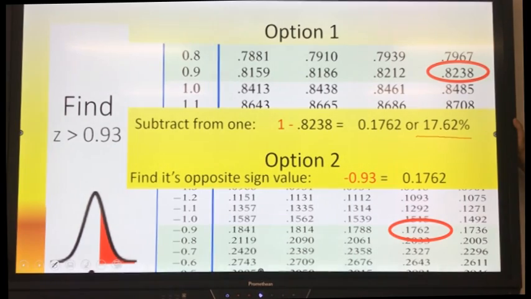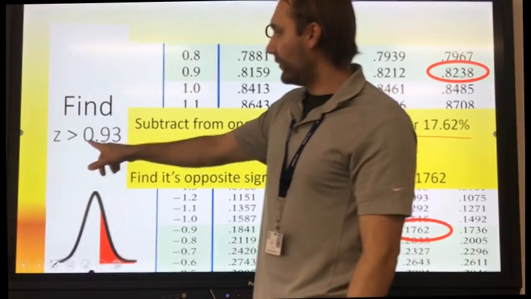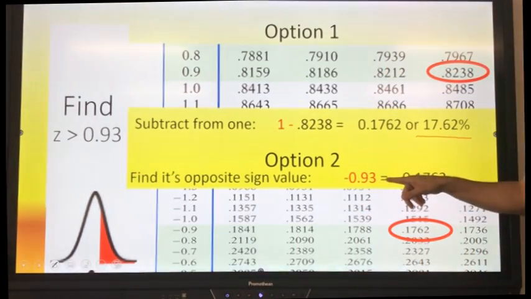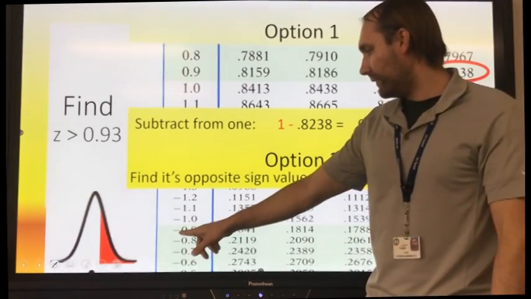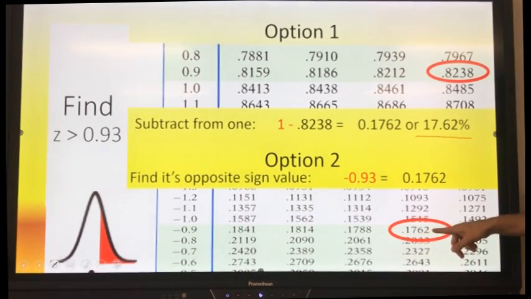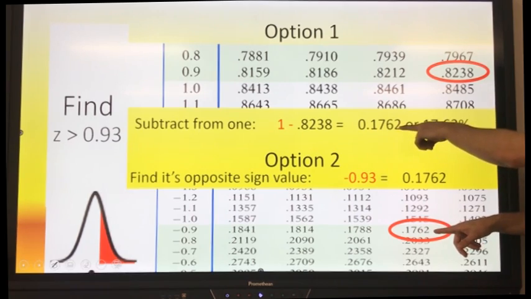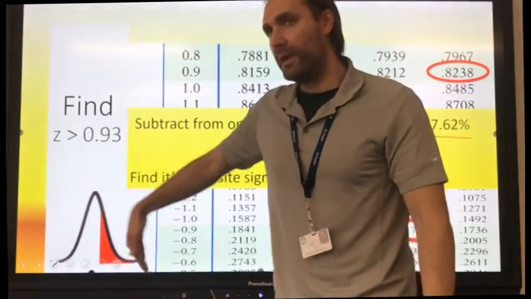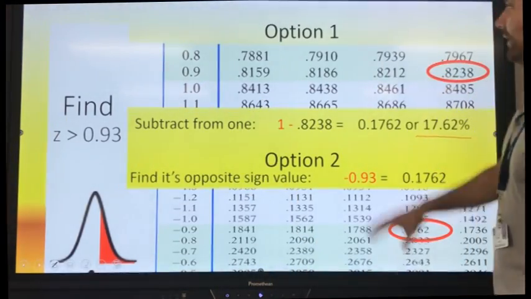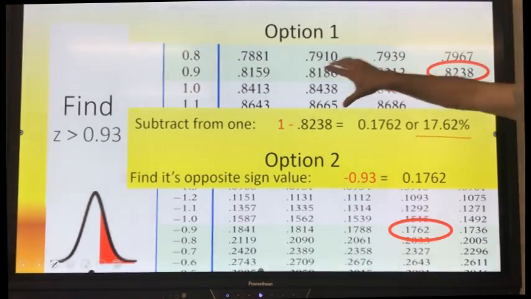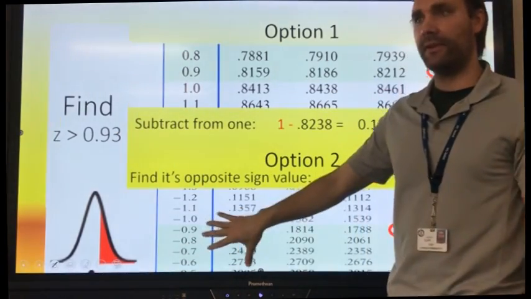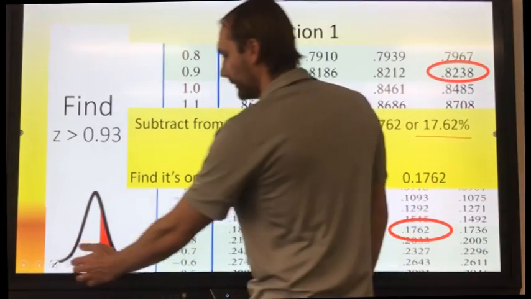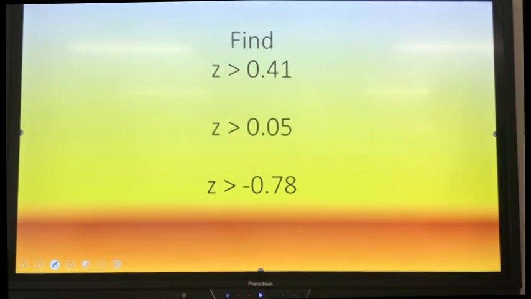Or you have another option. Take your value, 0.93, and flip the sign. Find negative 0.93 on the table. So if I go to negative 0.93, I get what? 0.1762. So you can find the value that way. So you have two options if you're looking for who did better than you, or what percentage did better than you did. Subtract it from 1 with the value, or flip the sign and then find that opposite value. Find the inverse of it. Either way will work.